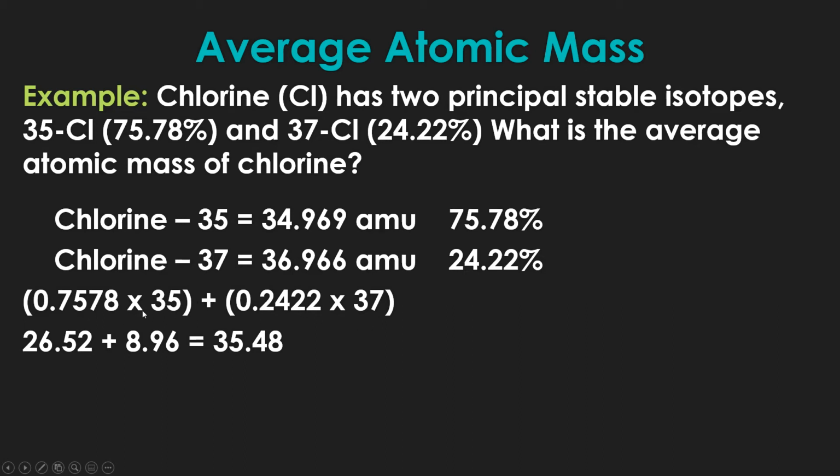And when we multiply these two numbers, we get 26.52. These two numbers, order of operations, give 8.96. So then we've multiplied, all that's left is addition. So we add those two things up. And that's about what it is on the periodic table.